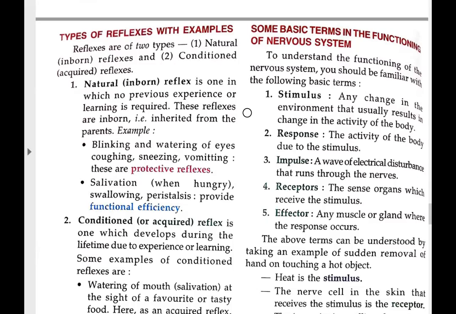Then impulse. What is impulse? It is a wave of electrical disturbance that runs through the nerves. The information which is going is actually an electrical disturbance, an electrical potential, which moves through the nerves.